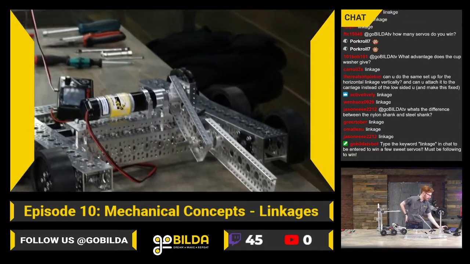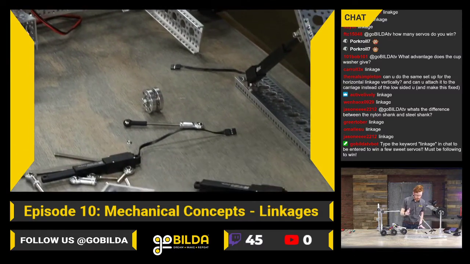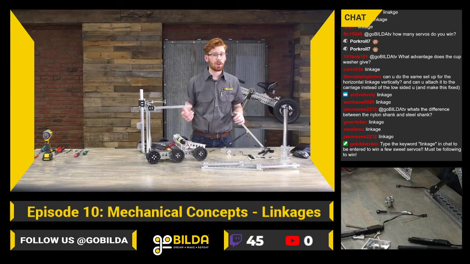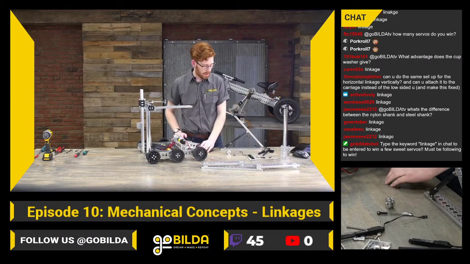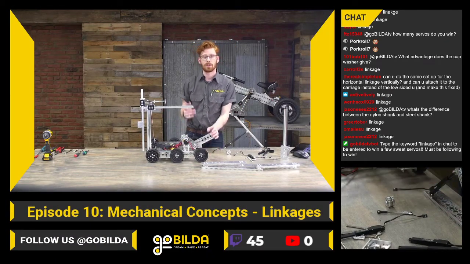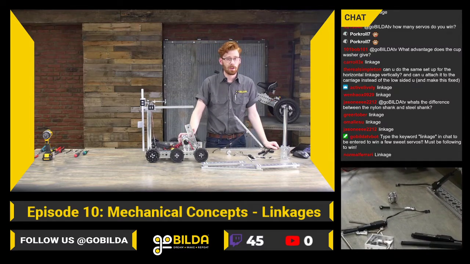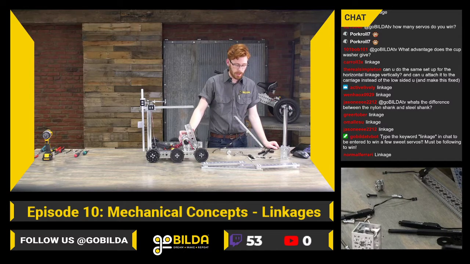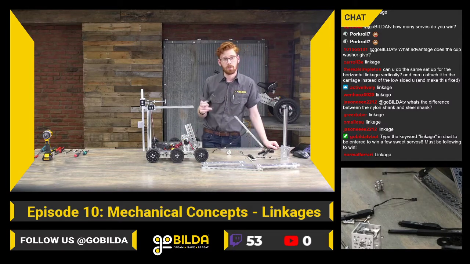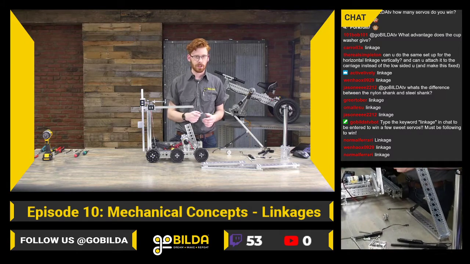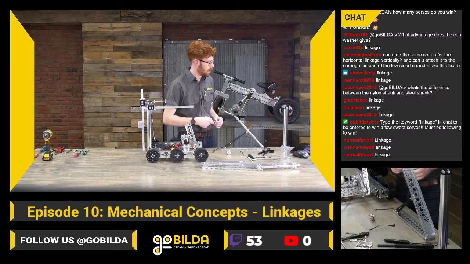What's the difference between the nylon shank and steel shank? I would say most applications, the steel shank is going to be probably overkill for stuff in FTC. The nylon shank is probably just fine, and most of the time I use it. Here at goBILDA, if I'm just making a linkage internally, I'm going to go with the nylon, but the steel is a great option. Generally, if you're going to pair it with the torque servo, the steel is what I think I would end up going with.